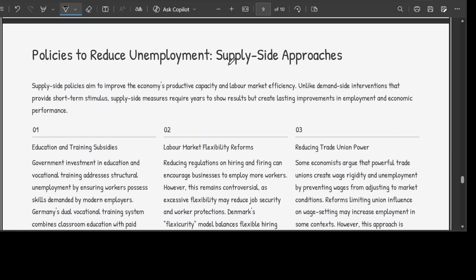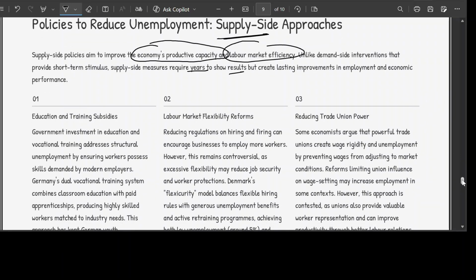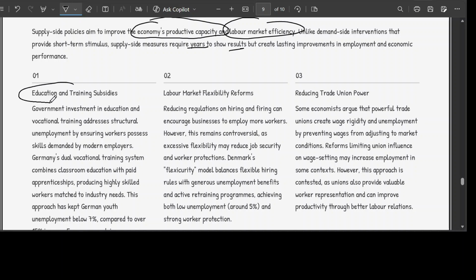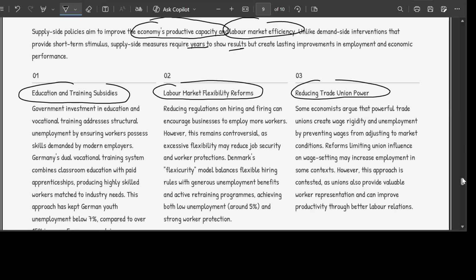Whenever we talk about the supply side approach, we are focusing on the economy's productive capacity and labor market efficiency. Two very important points. Unlike demand side interventions, supply side policies require years to show results but create lasting improvements in employment and economic performance. It can be done in various ways such as education and training subsidies, labor market flexibility reforms, and reducing trade union power.